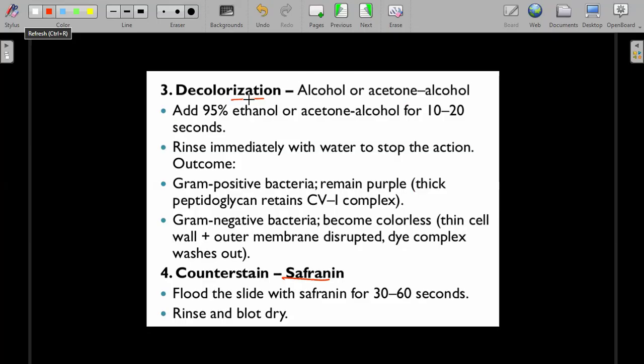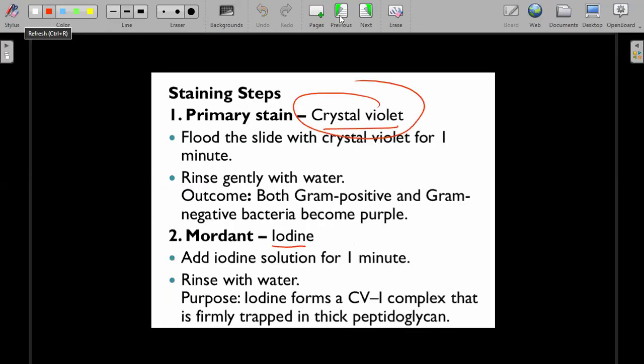Okay, so you have the one which you use alcohol. You can also have safranin there. Those are the types of staining you are going to have. But the common one we usually focus on is this one, the crystal violet stain. So what do we do with the crystal violet stain?